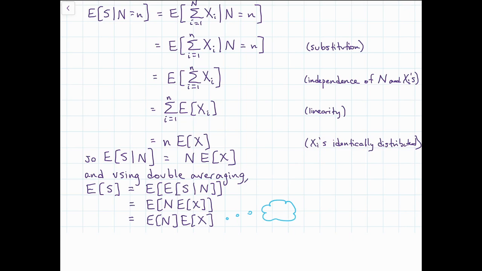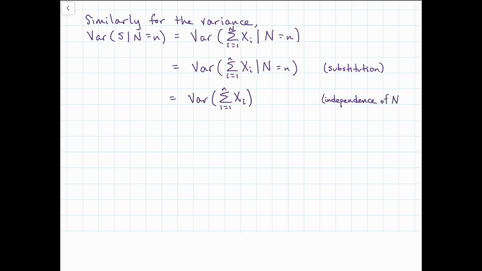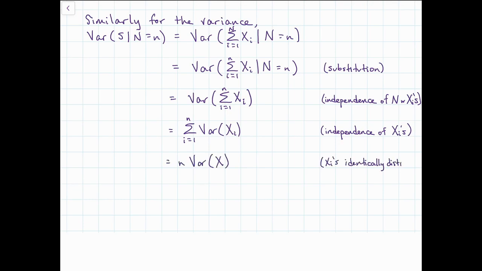So we can employ a similar approach to calculate the variance of S. We're going to condition on n equals little n, and we'll get that the conditional variance of S given n equals little n is the variance of the sum of those xi's conditional on n equals n. Well, again, we can use substitution and change that big N in the sum to a little n. We can use the independence of the xi's with n to drop that condition. And then we can also use the fact that the xi's themselves are independent from each other. So the variance of the sum is the sum of the variances. There's no covariance to worry about. And that's just n times the variance of a single xi because they're identically distributed.